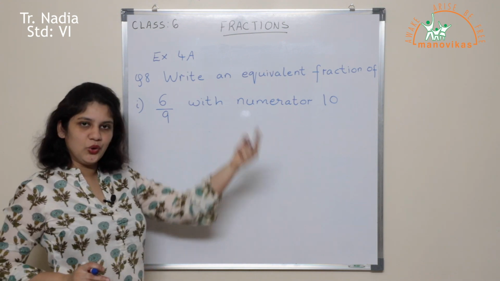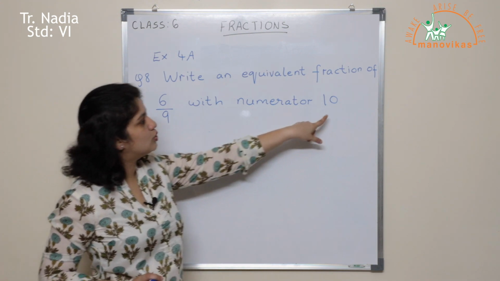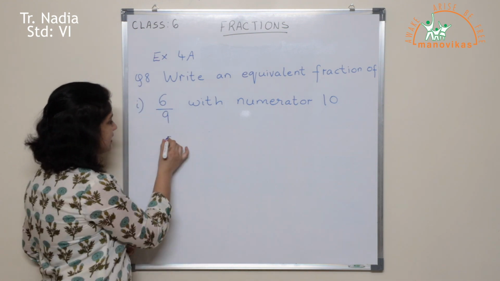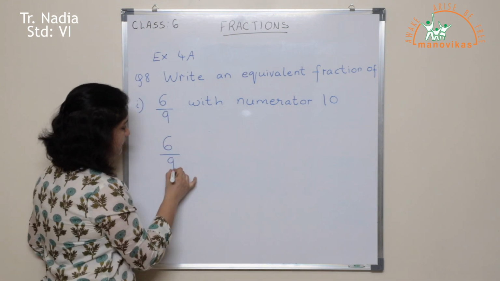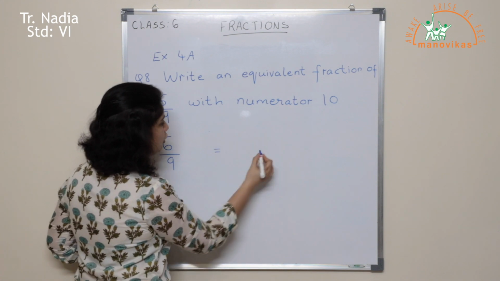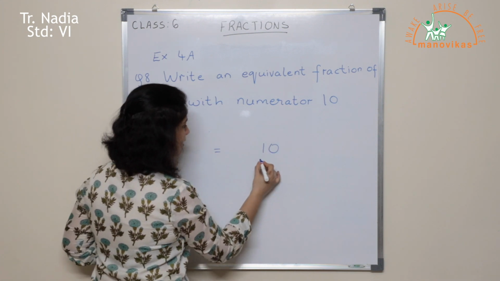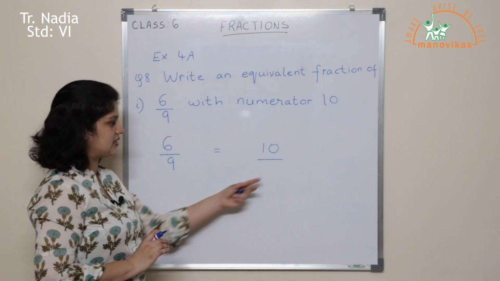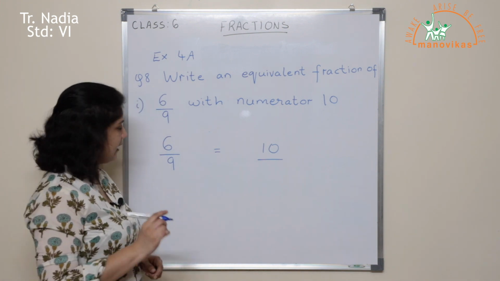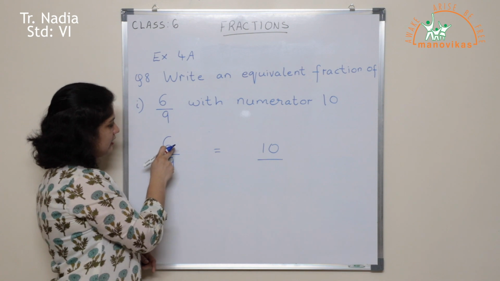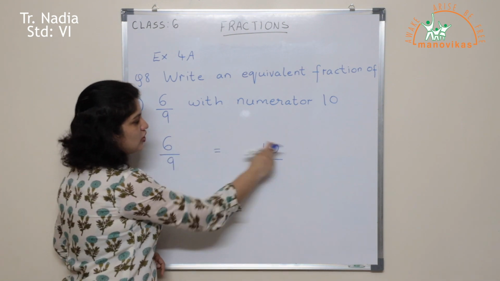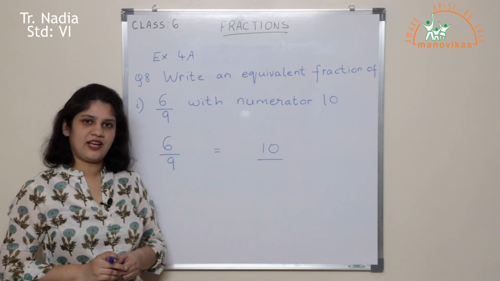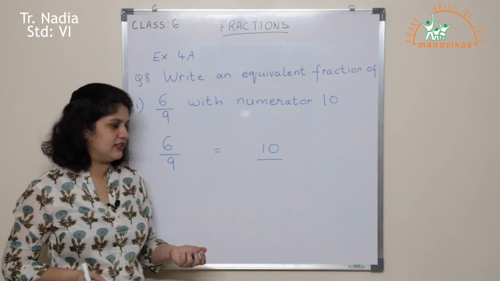Now they want a new equivalent fraction which should have a numerator of 10. So I have 6 upon 9, the original one, and I want the numerator to become 10. And I have to find the denominator as well because I need an equivalent fraction. Now if you look here, the numerator is 6 and is now changing to 10. Can 6 multiplied by any number give us 10? No, it will not give us.